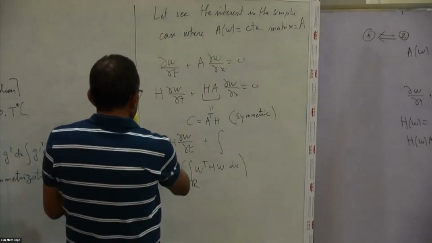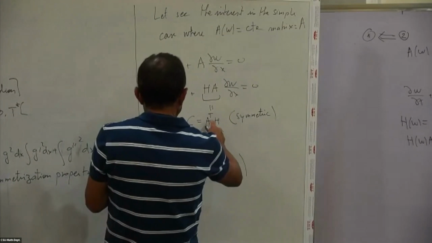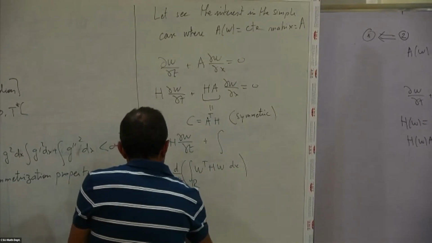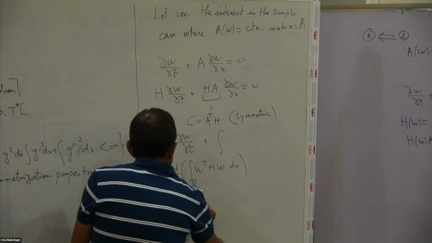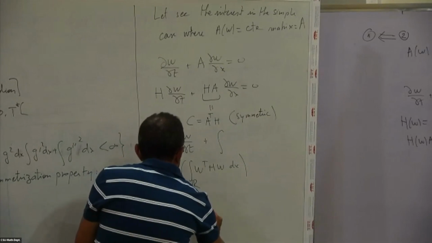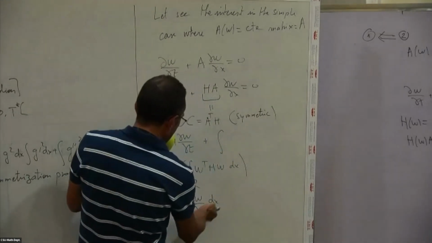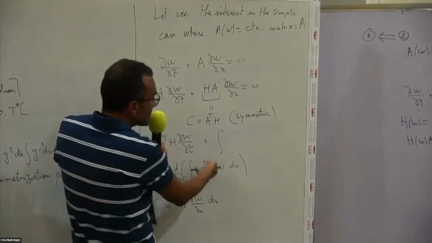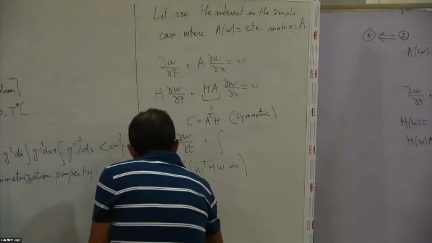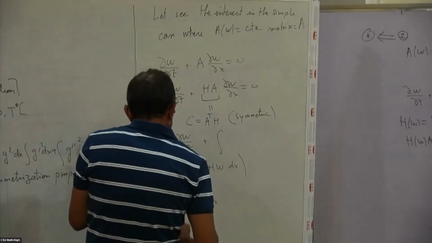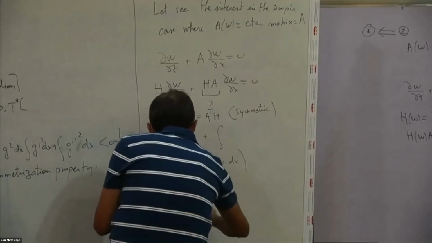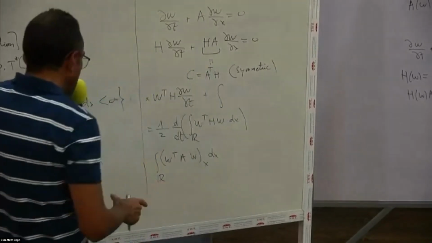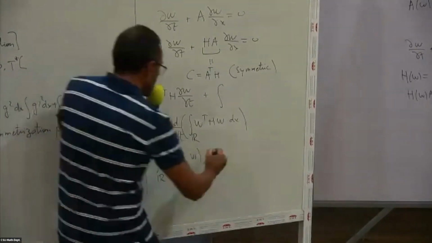So you multiply by W transpose H, and then you integrate this over R. It is W transpose H A dW/dx, where this is the derivative with respect to x and this one is with respect to time. I will explain why this is exactly equal to this. If H is the identity, it's easy to understand. Imagine that W is 0 at infinity, so this is 0.